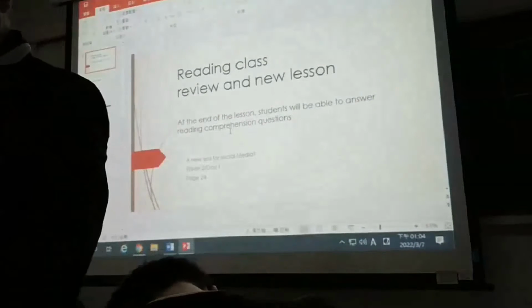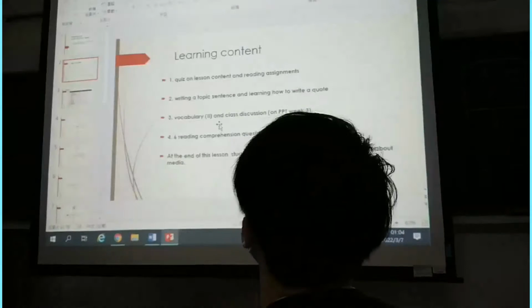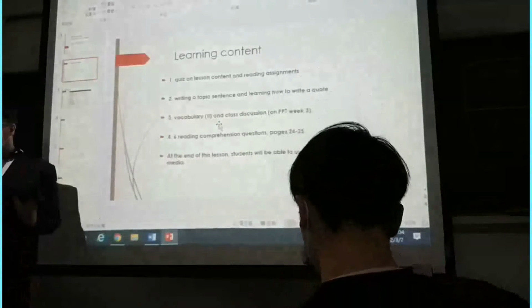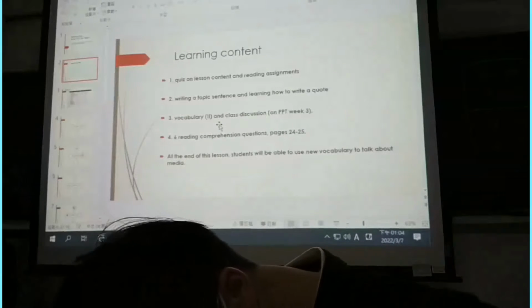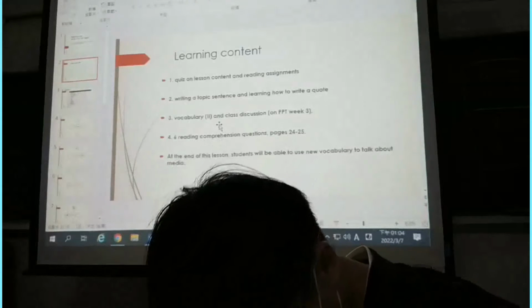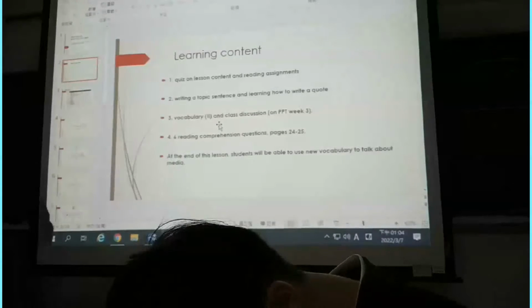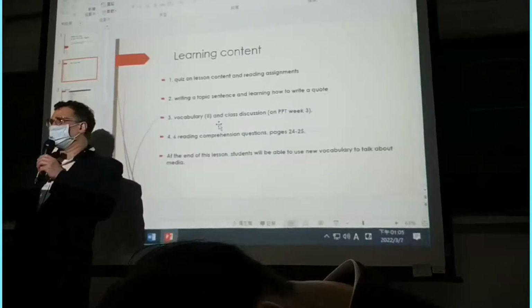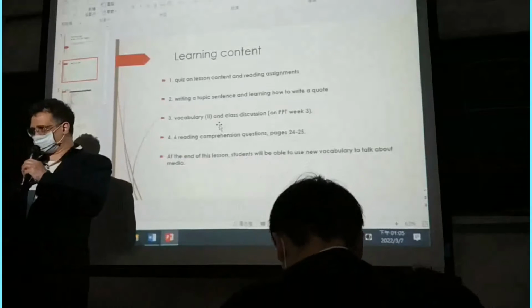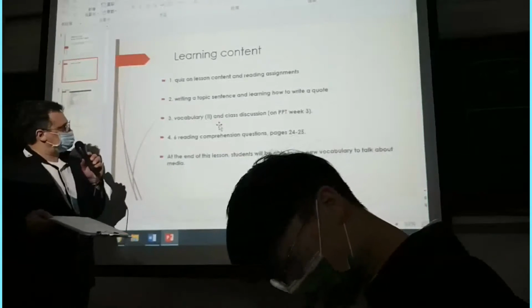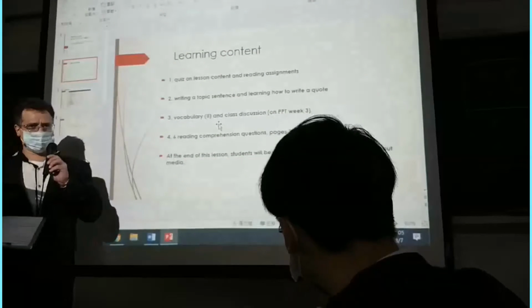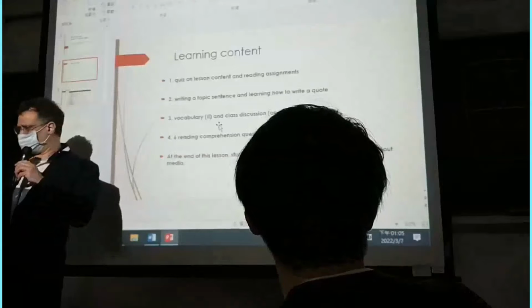Can we put this one aside? Tell you what I would like to do in the class. First, we are going to have a quick quiz. And then we are going to learn how to write a topic sentence and a quote. Okay. Then we have a vocabulary part to finish. And then I hope we can start the reading comprehension in your book.